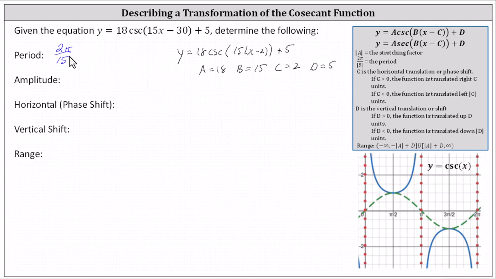Next, we're asked to determine the amplitude. Looking at the graph of the basic cosecant function, notice there is no minimum or maximum, which indicates there is no amplitude, and we enter none.